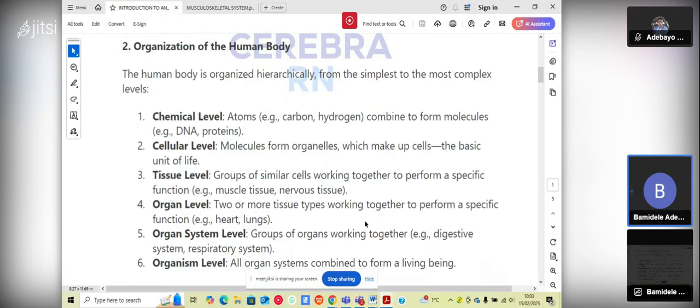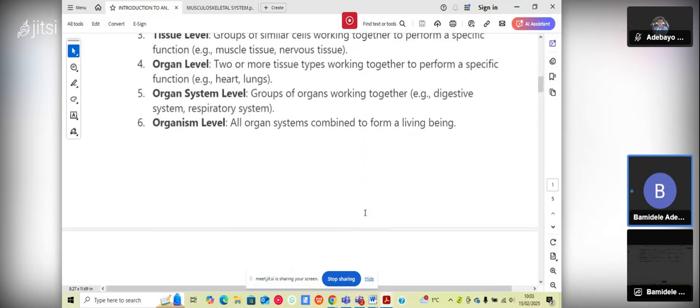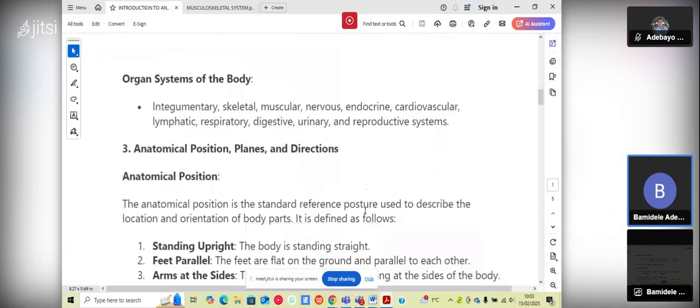Then we have the system, or organ system level. It's the same thing, a group of organs coming together. We have the digestive system, the respiratory system, the nervous system. All of these organs come together and form a complete system. Then we have the organism level. The organism level is just a complete human being. It's a combination of so many systems working together in harmony to make the human body.